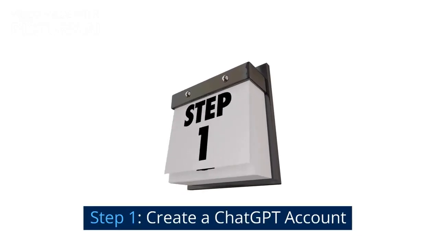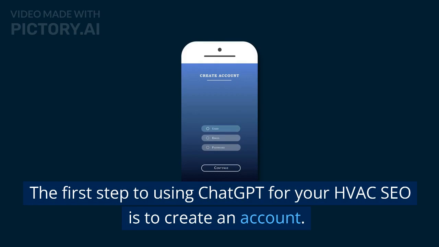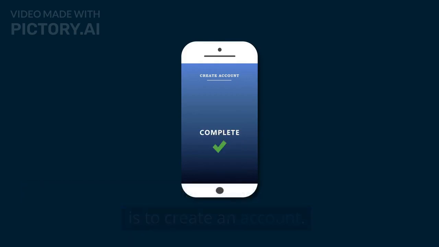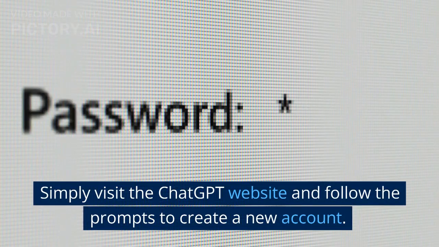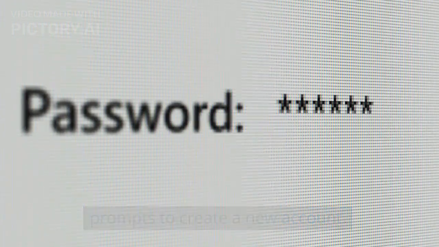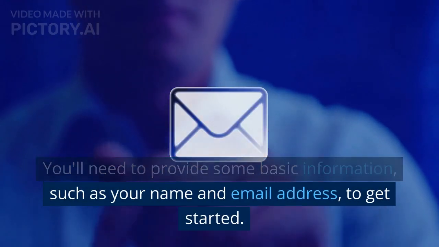Step 1, create a ChatGPT account. The first step to using ChatGPT for your HVAC SEO is to create an account. Simply visit the ChatGPT website and follow the prompts to create a new account. You'll need to provide some basic information, such as your name and email address, to get started.